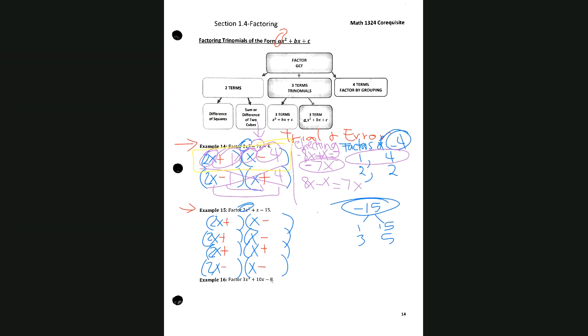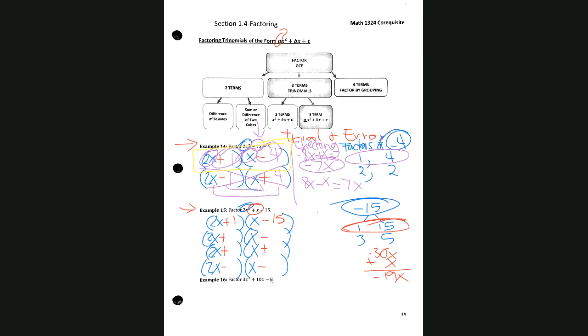So if I try to use the first one, 1 and 15, by the time I check to see if I get positive 1x, I will be getting numbers that are pretty big. So 2x times negative 15 is negative 30x. 1 times x is positive x. And if we combine that, we will get negative 19x. So that is not going to work at all.